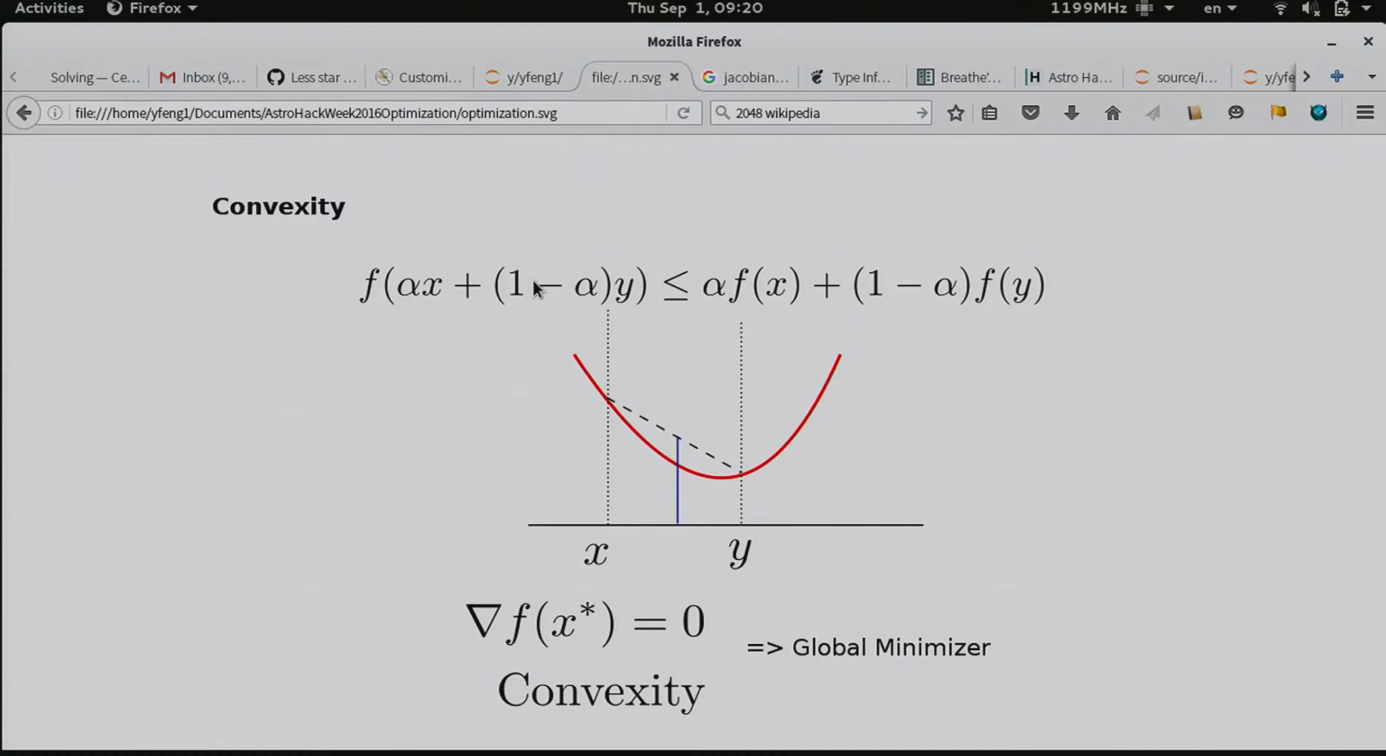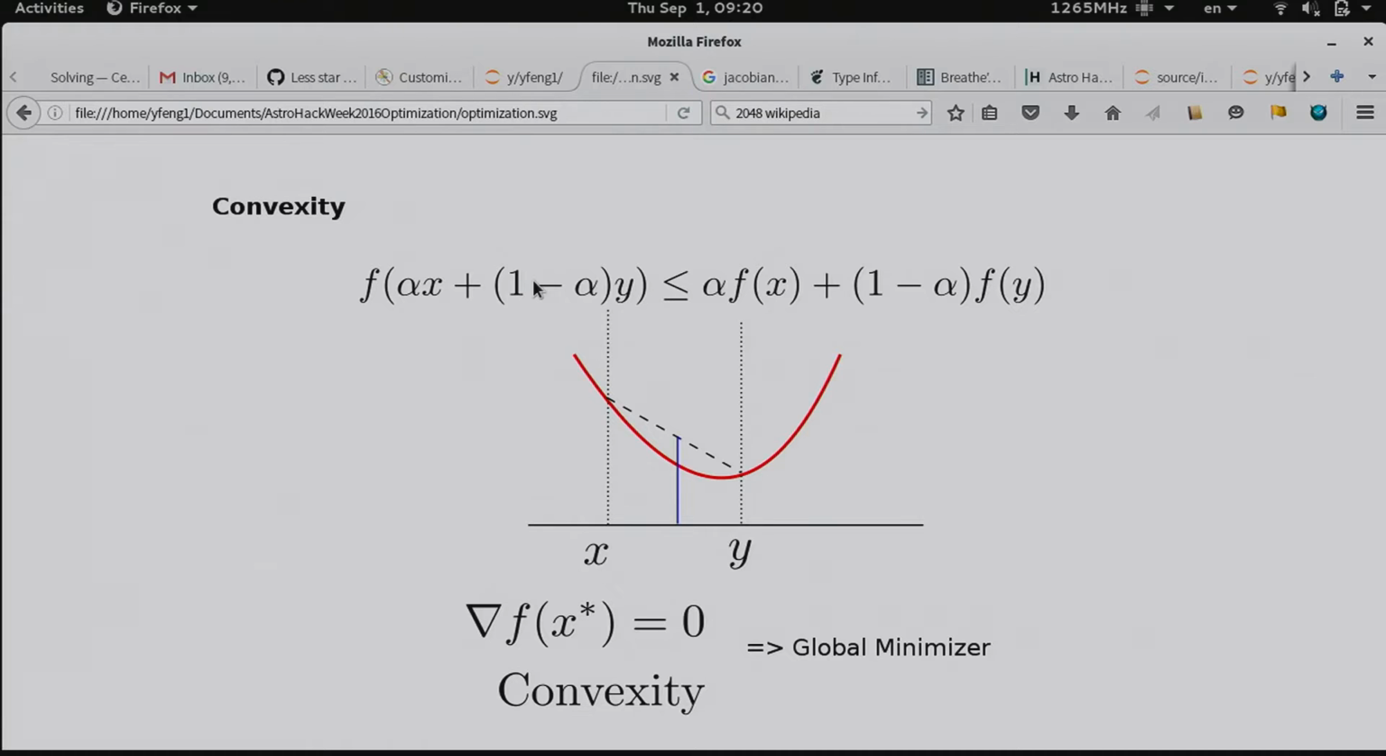We pick 2 points, x and y, in the domain of the function, and draw a line between the function values at x and y, the dashed line. The number alpha controls the point I'm looking at between x and y. That's the blue line. The blue line intersects the function, the red line, and the dashed line. If the intersection with the red, which is the function value at alpha, is always less than the dashed line, which is the straight line between x and y, then the function is convex.